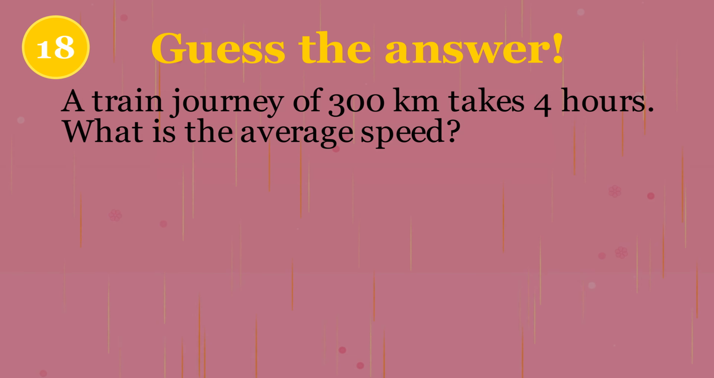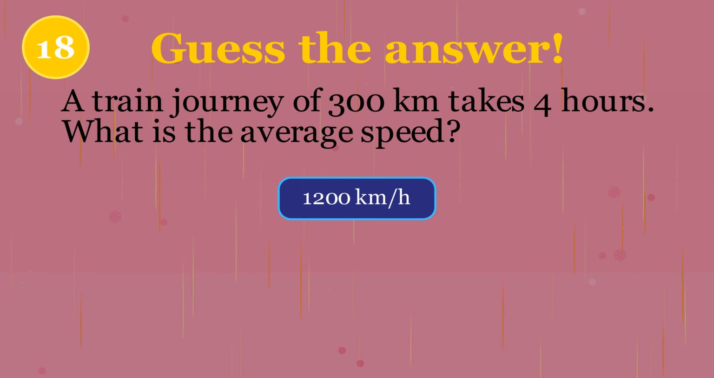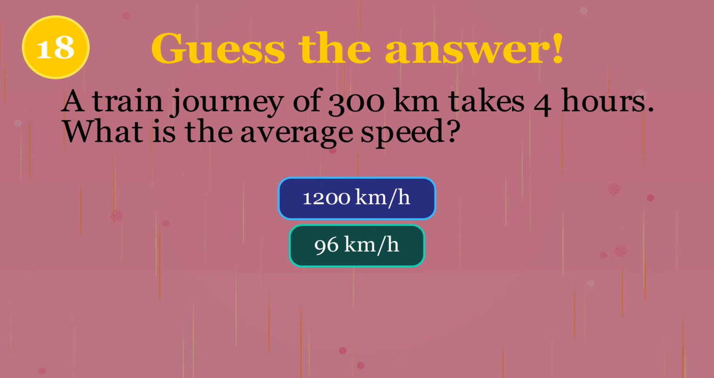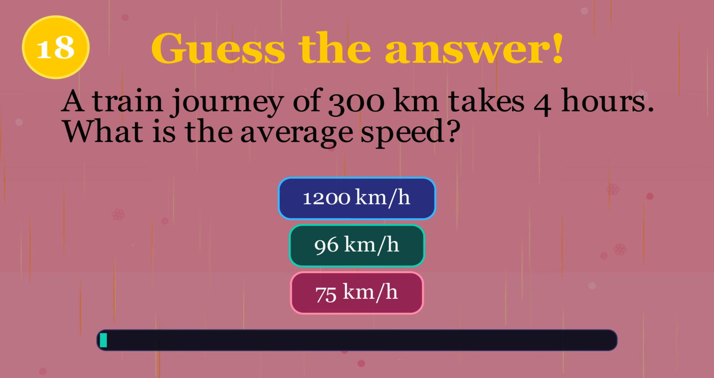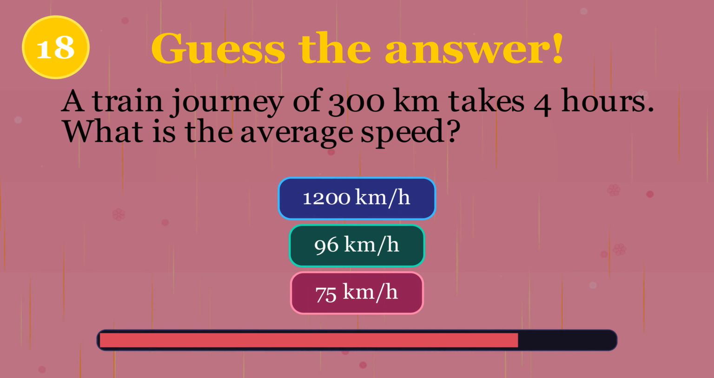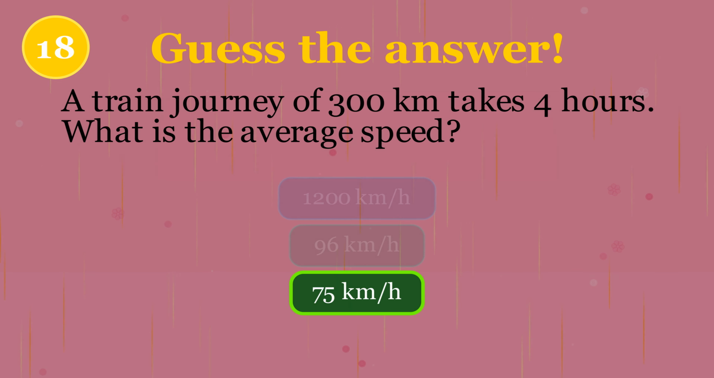A train journey of 300 kilometers takes 4 hours. What is the average speed? 1,200 kilometers per hour. 96 kilometers per hour. 75 kilometers per hour. The correct answer is 75 kilometers per hour.